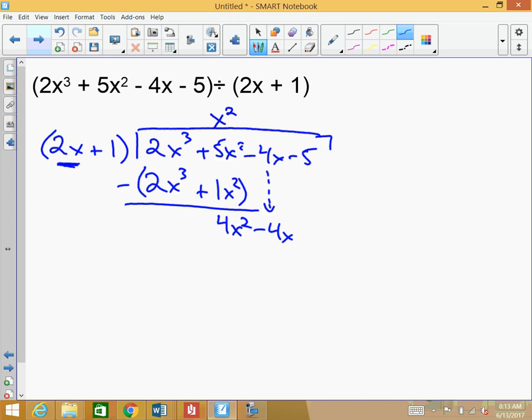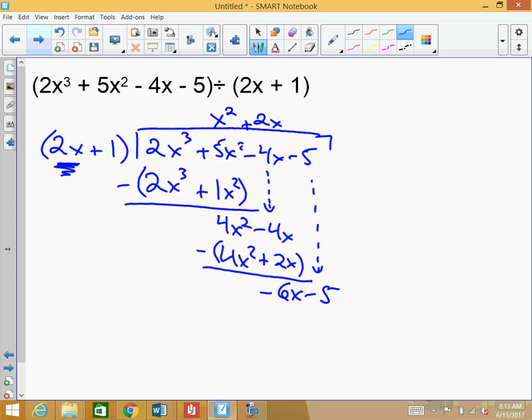So now I'm looking at 2x again, and I'm looking at 4x squared, so 2x times 2x, well, that's going to give me 4x squared. And 1 times 2x gives me 2x. So brackets around it, and I'm going to subtract the top from the bottom again, term by term. 4x squared minus 4x squared is 0. Negative 4x minus 2x gives me negative 6x. Again, bring down the 5, just like before.